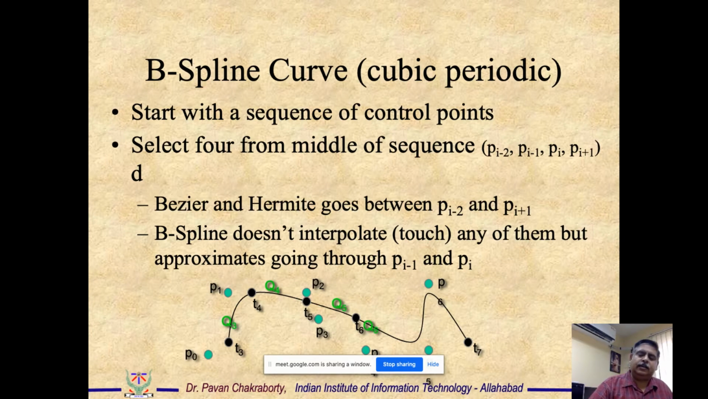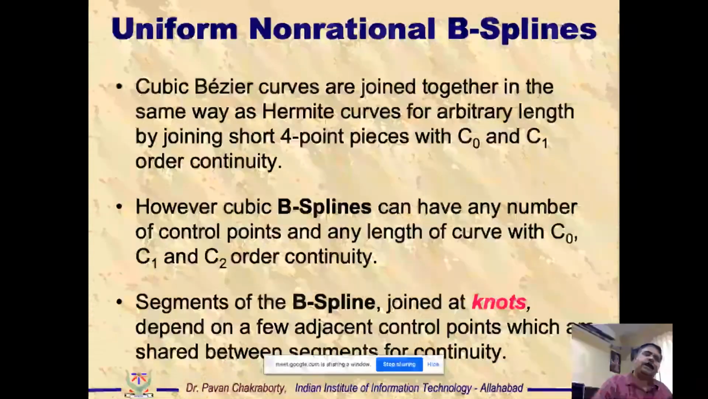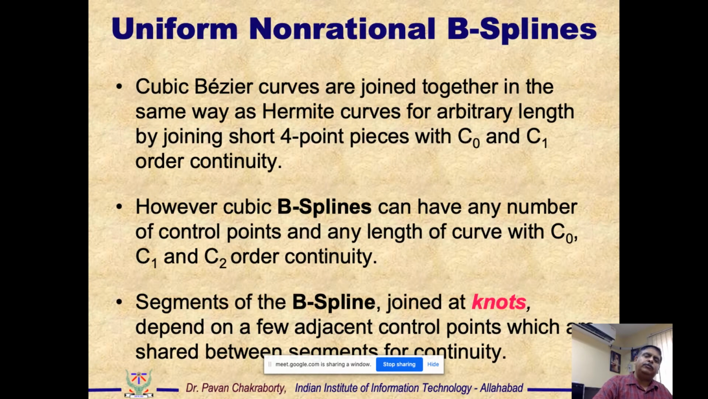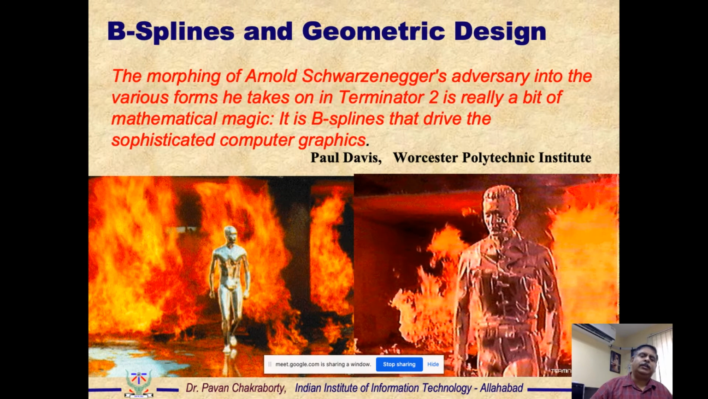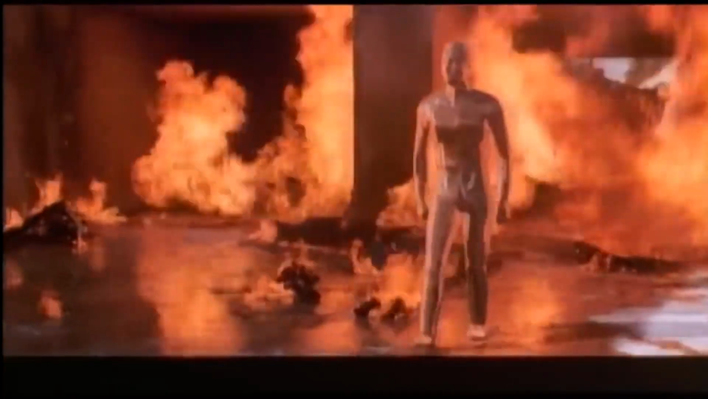And this splining technique has been used in the movie Terminator 2, where I have got a mercury-like person who can take different shapes at different times. So you have got morphing, and this person changing shapes, or his finger changing into a sword. All this is possible due to B-spline.